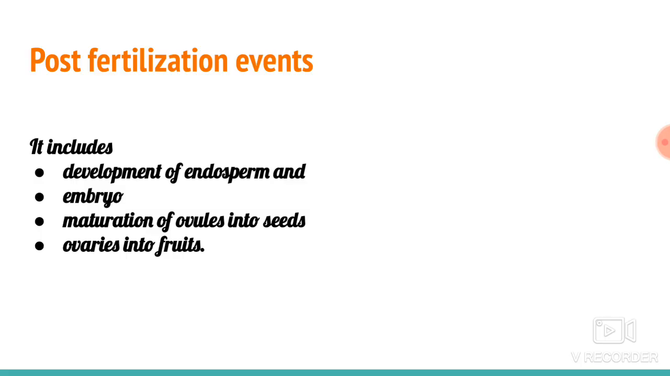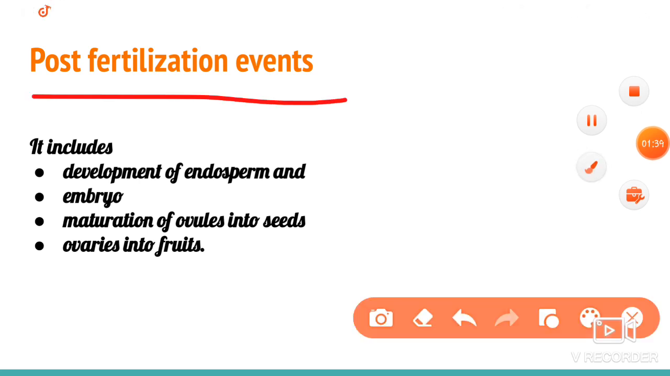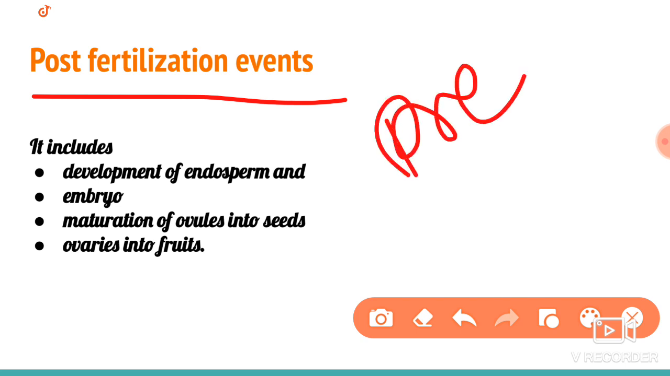And moving to the next concept, that is post-fertilization. Double fertilization is the fertilization event. And before that, the formation of the gametes, it means the formation of the pollen grain, formation of the ovule, everything, those are all the pre-fertilization events. But after that, the fusion of the gametes or syngamy is the fertilization event. And after the fertilization, what will happen? Those are the post-fertilization events.